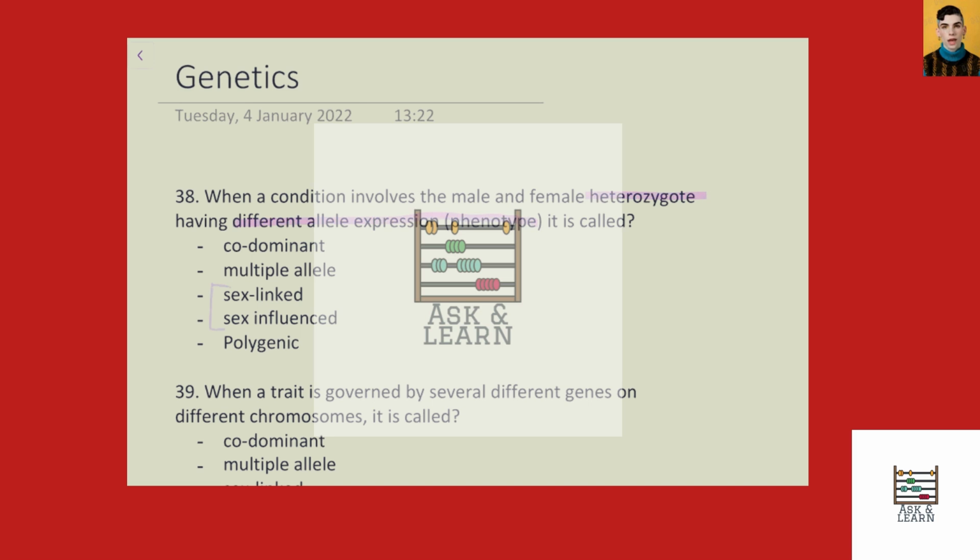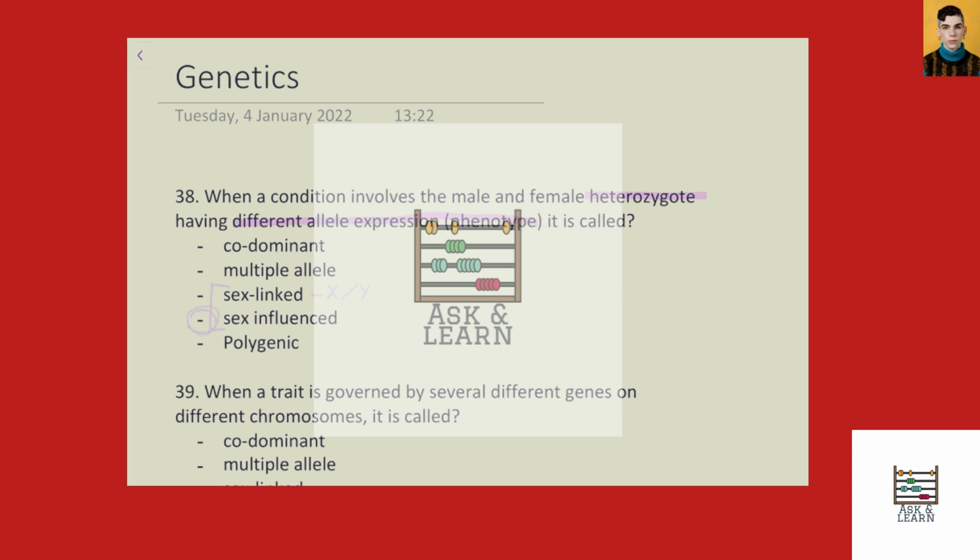Now, a sex-linked mutation is a trait in which a gene is located on a sex chromosome. So sex-linked would mean it was the X or the Y chromosome that the trait was on, whereas sex-influenced is where the sex alters how the phenotype shows, how the alleles are expressed, so what the phenotype looks like. So in this example, a male and female heterozygote having different allele expression, the answer would be sex-influenced.